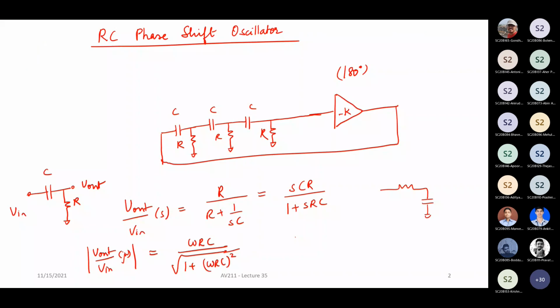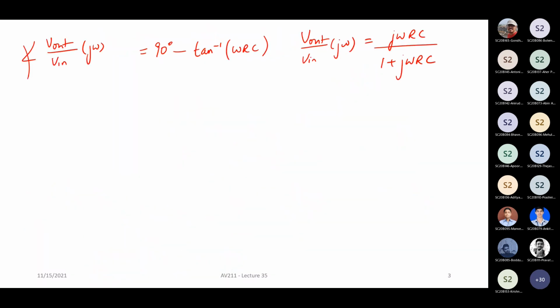Now, basically this section of RC network is going to contribute to some phase shift. Now, how is the phase shift going to look like? I think we have already looked at it, right? So this is a high pass network, right?